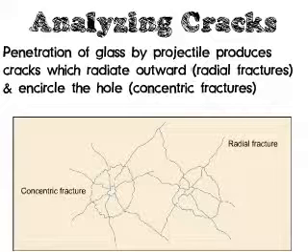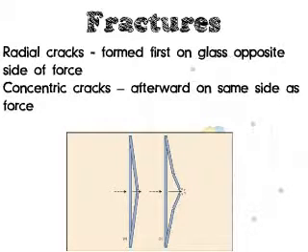Any projectile that penetrates glass produces radial fractures, which are cracks that radiate outward from the point of impact, and concentric fractures, which are cracks that encircle the point of impact. Radial cracks are formed first, commencing on the side of the glass opposite to the destructive force. Concentric cracks occur afterwards, starting on the same side as the force.